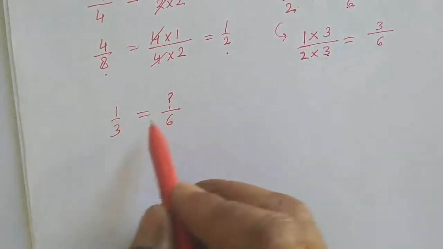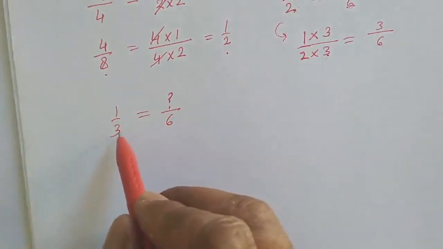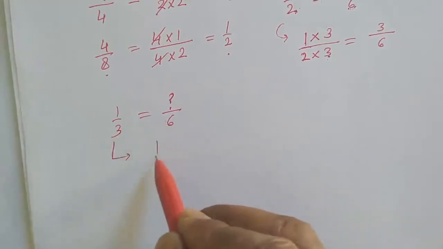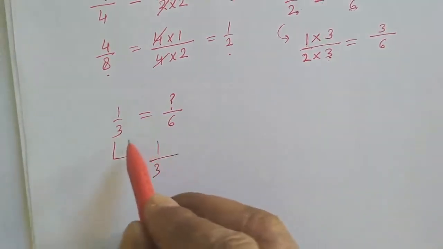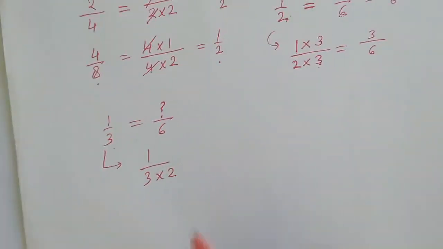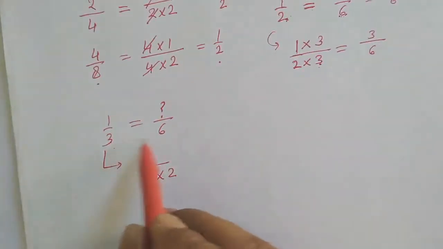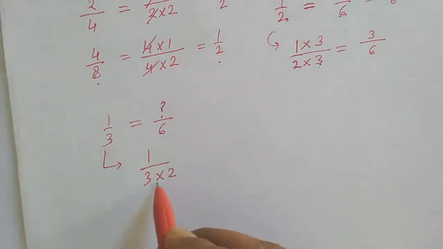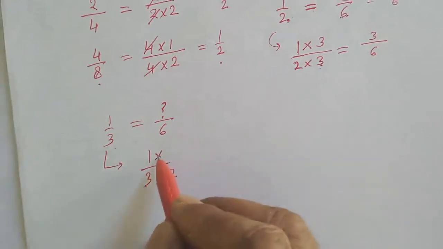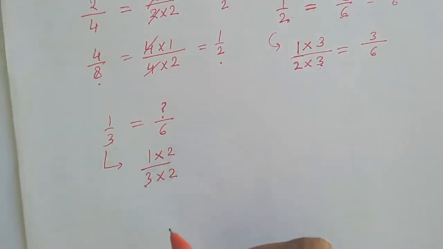So first of all, you just think, how can you convert this 3 into 6? So let us convert it. We have to convert this 3 into 6. So multiply by 2. Now 3 2s is 6. But if you multiply this denominator by 2, you also have to multiply the numerator by the same number, 2. Okay.